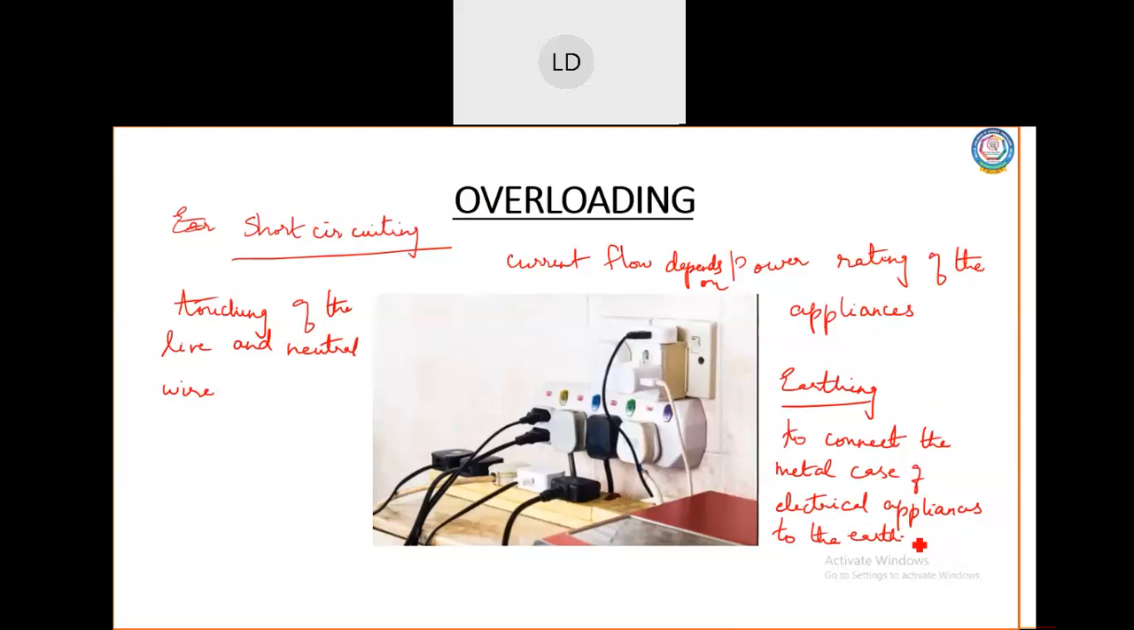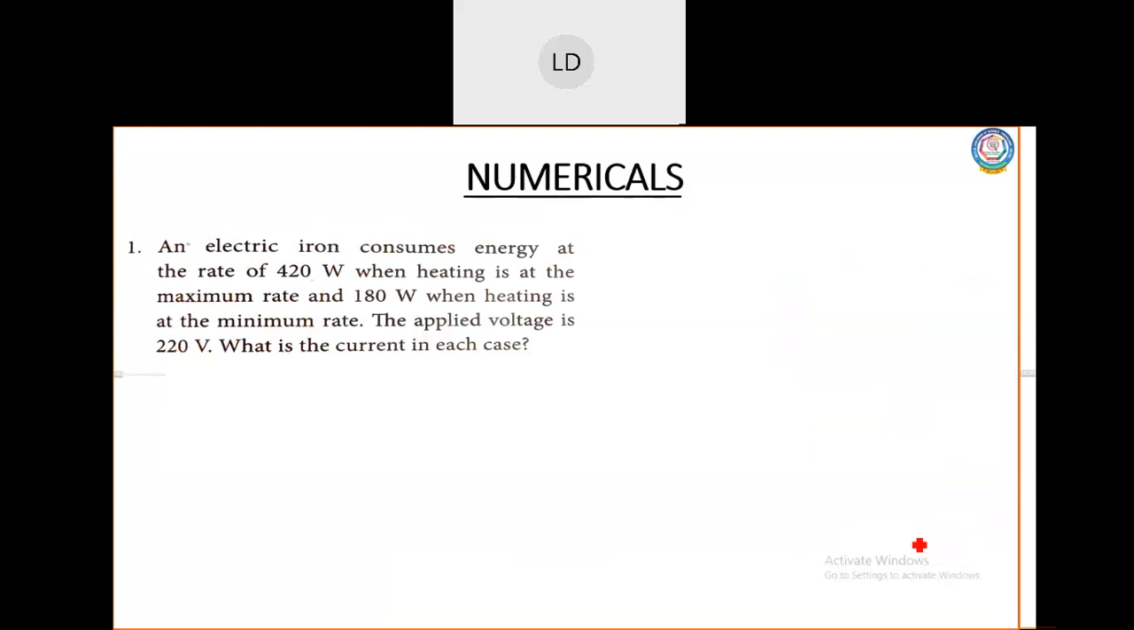Now with this we are moving on to some of the numericals of the book back questions. This is the first numerical. An electric iron consumes energy at the rate of 420 watt when heating is at the maximum rate and 180 watt when heating is at the minimum rate. The applied voltage is 220 volt. What is the current in each case?